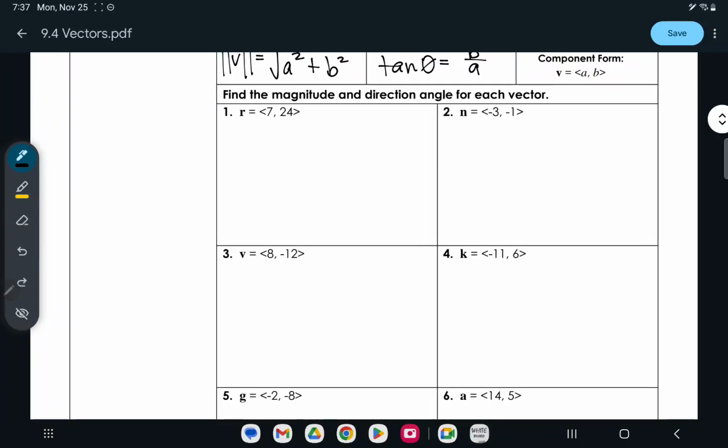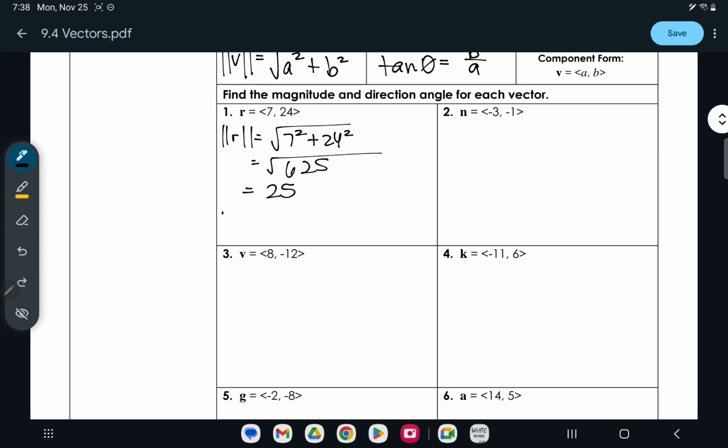So let's just do a couple of these. Okay, so R equals 7 and 24. The magnitude of R is 7 squared plus 24 squared, and then the square root of all of that. So 49 plus, I want to say that's 576. 24 times 24 is 576. So plus 49 is 625, which actually is a perfect square itself, so 25.